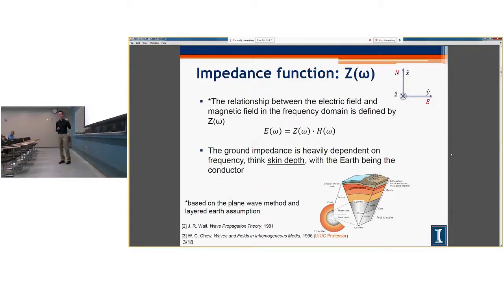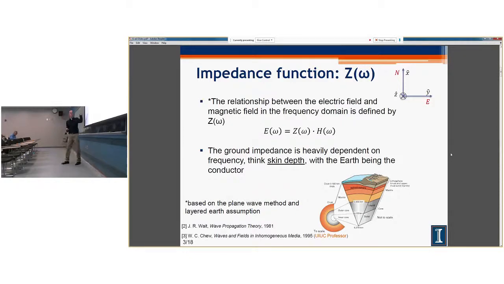And so it's important to realize that this Z function, the impedance, is a function of the frequency. So the higher the frequency is, the less it's going to penetrate the Earth, which means it's not going to get into those other layers, so your overall impedance seen at the surface is going to be different.